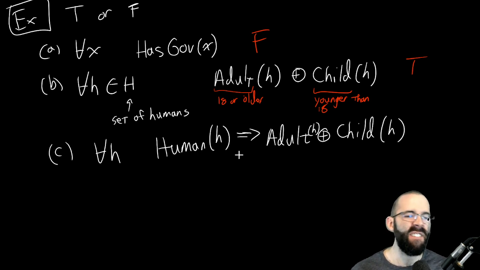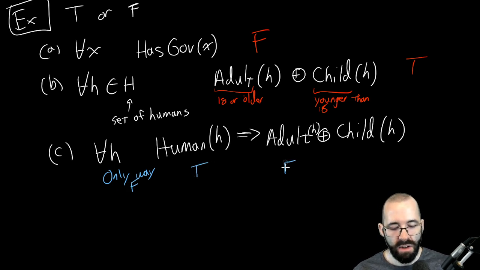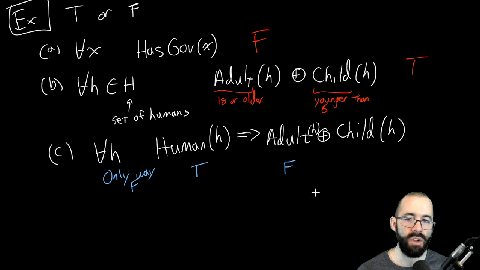Remember that implications are kind of funny things. The only way this can be false is if we have a true premise and a false conclusion. That's the only way that an implication can be false. So can this happen? Is it possible for H to be a human and not be either an adult or a child? Well, we just showed in part B that if H is a human, then it is either an adult or a child. Okay?